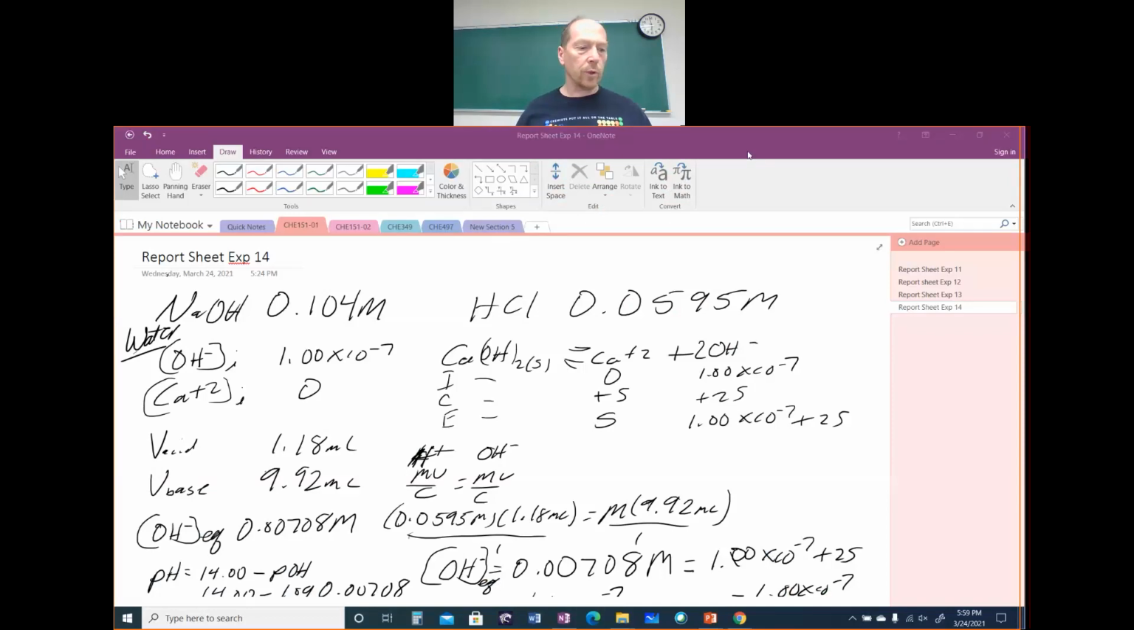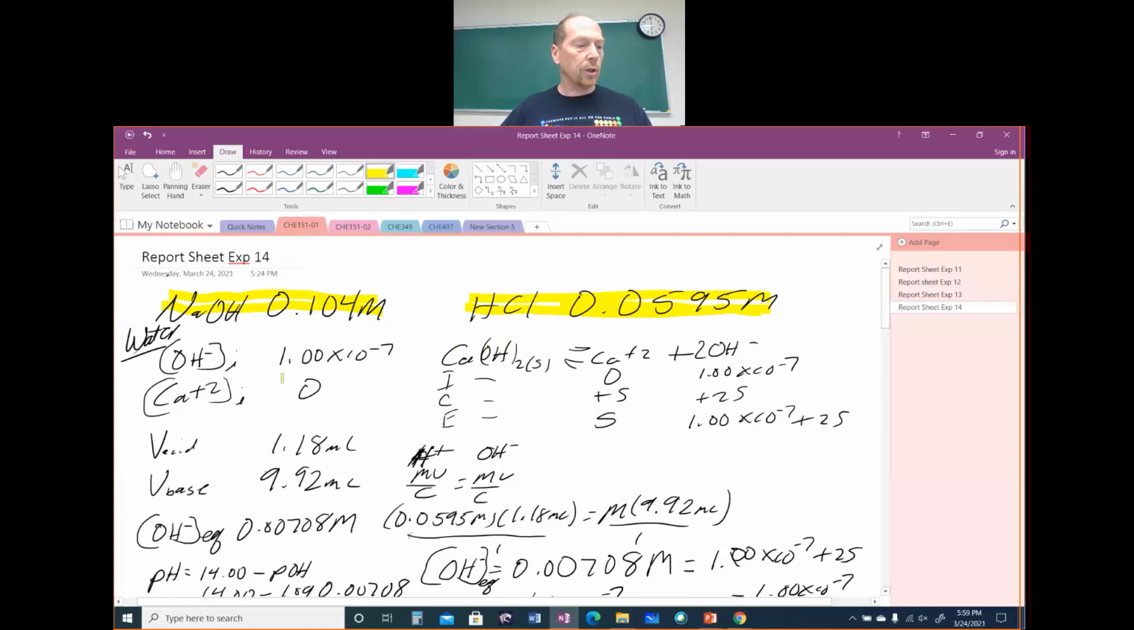All right, we're going to go through experiment 14 report sheet. So at the top, you got to put the temperature that you had on your thermometer in the lab and your concentration of NaOH. The example I'm using had a 0.104 molar for the NaOH, and your HCl. These are both from experiment 12. In this example, I have the HCl concentration of 0.0595.